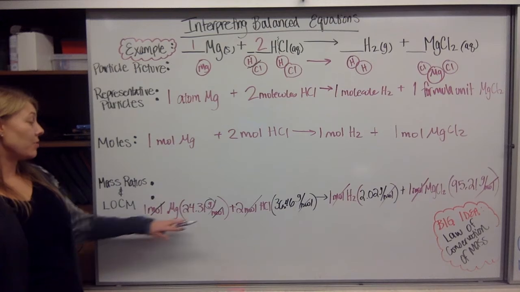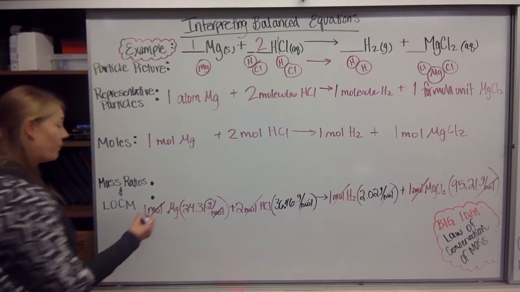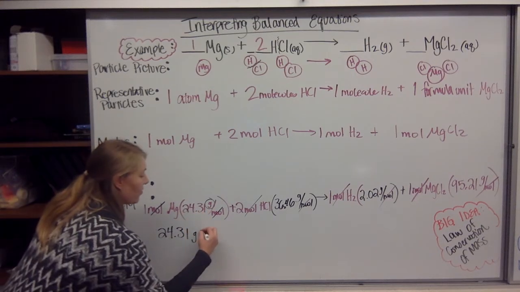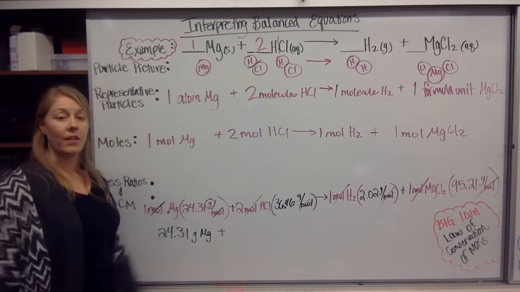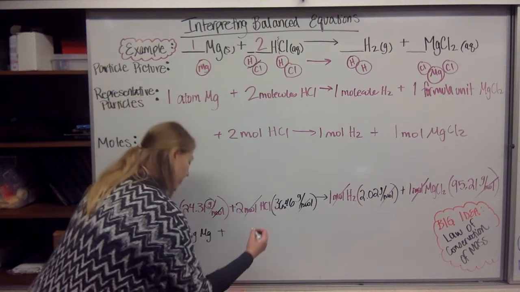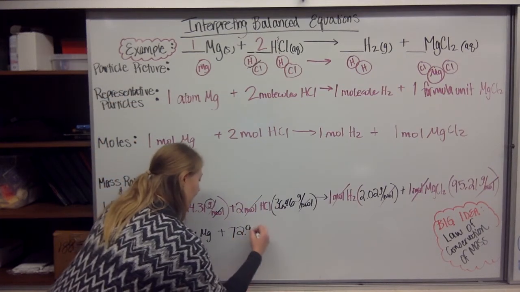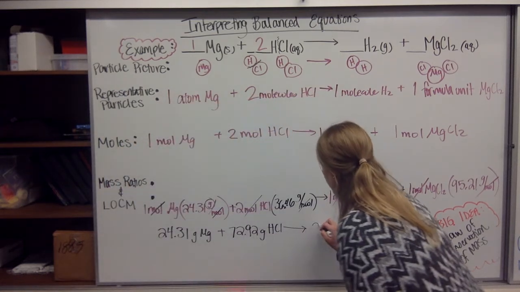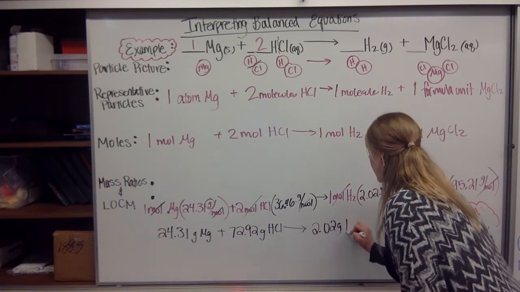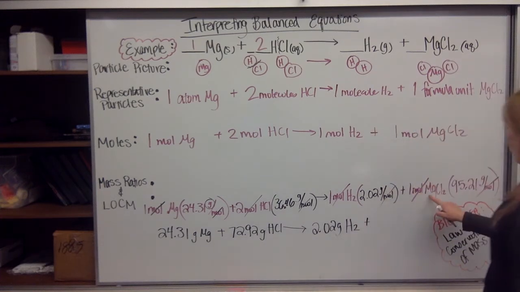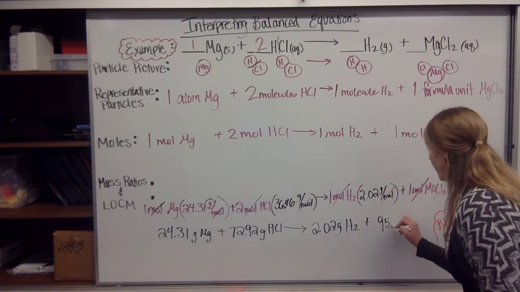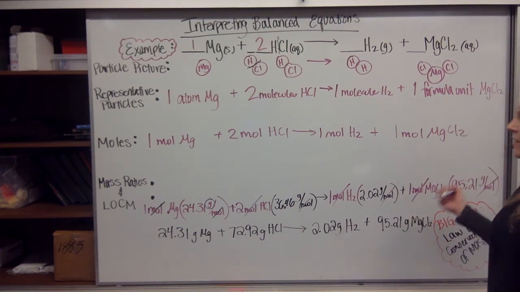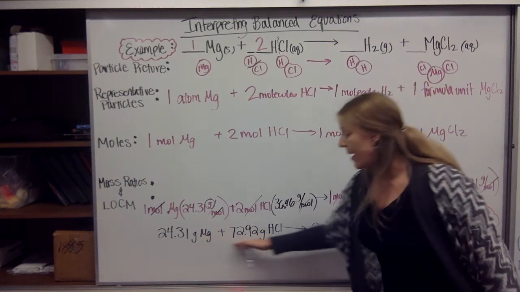The next step is just to multiply this out. So 1 times 24.31, 24.31. Moles is canceled out, so it's just grams of magnesium. And we do the same thing all the way across. 2 times 36.46 is 72.92 grams of HCl. Yields 1 times 2.02, 2.02 grams of H2. 1 times 95.21, 95.21 grams of MgCl2.